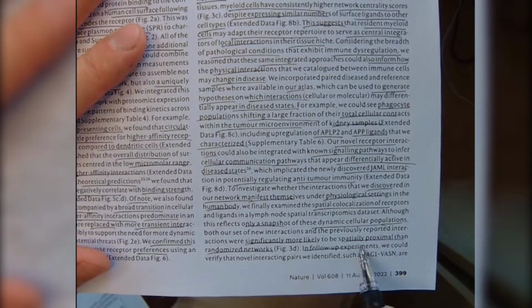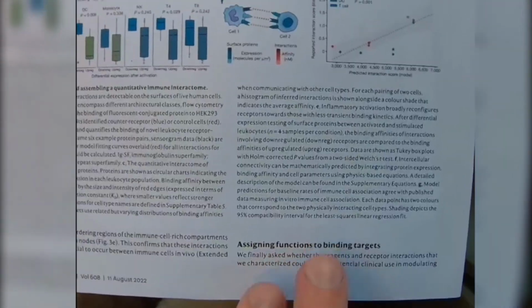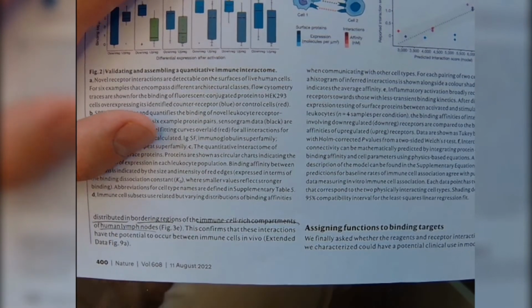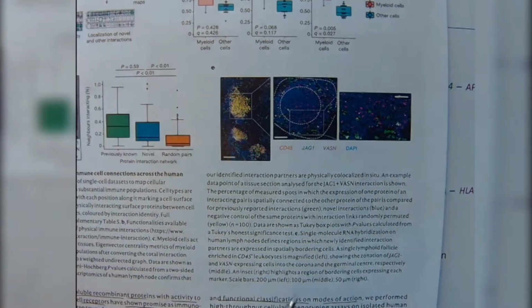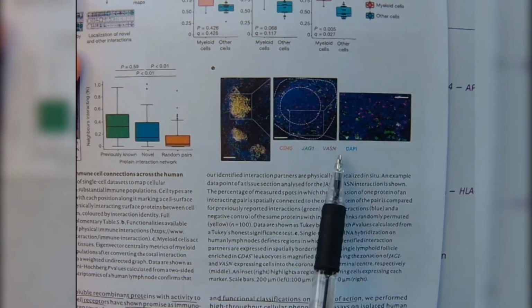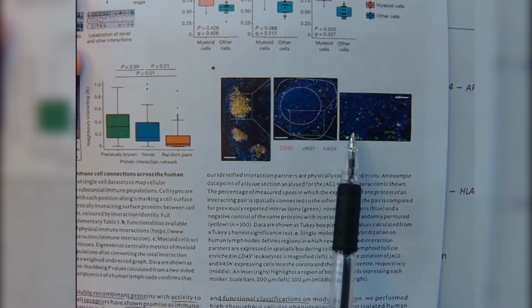In follow-up experiments, we could verify that novel interacting pairs we identified, such as JAG1 and VSIG4, are distributed in bordering regions of immune cell-rich compartments of human lymph nodes, shown in Figure 3E. So you can see with this pretty microscopy picture here, this is a FISH assay, so fluorescent in situ hybridization. You can see CD45 being expressed in yellow, JAG1 expressed in green, VSIG4 expressed in purple, and DAPI, which is the cell nucleus, expressed in blue.